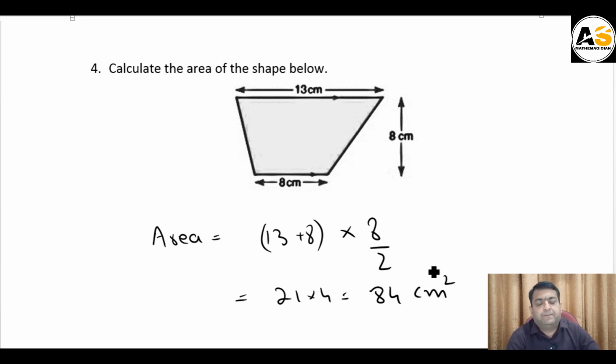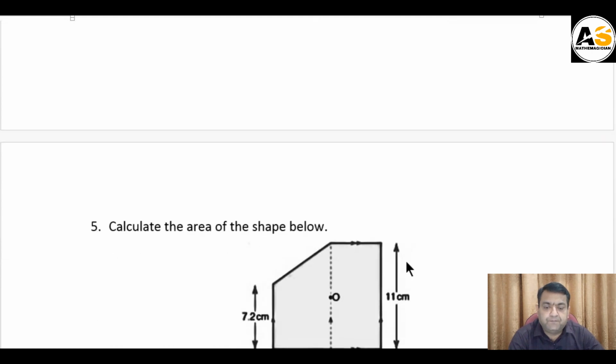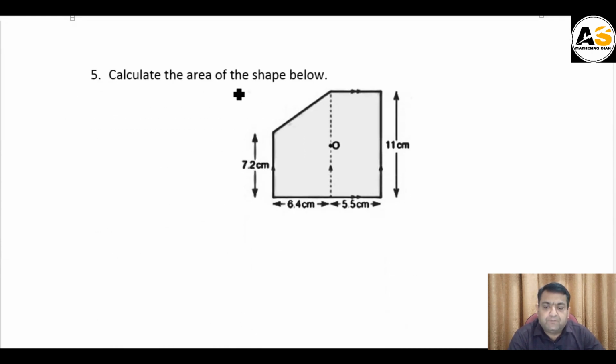Centimeter square. I hope this is clear. Our next question. We have to calculate the area of this whole shape. This shape consists of this rectangle and this trapezium. Okay, first of all, we will calculate the area of this rectangle. What is its length? 5.5.